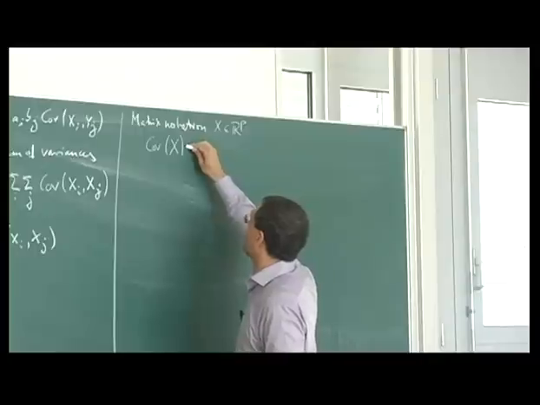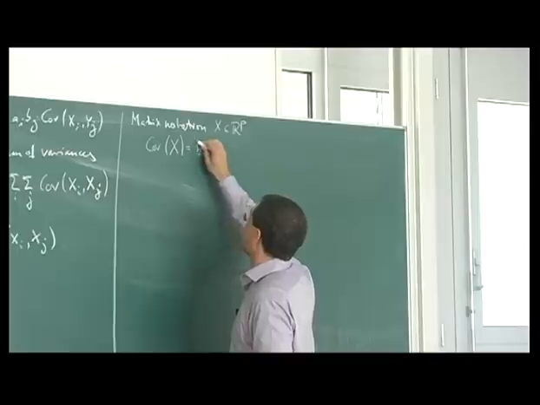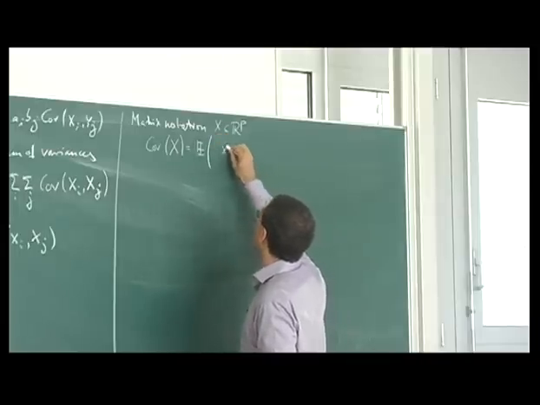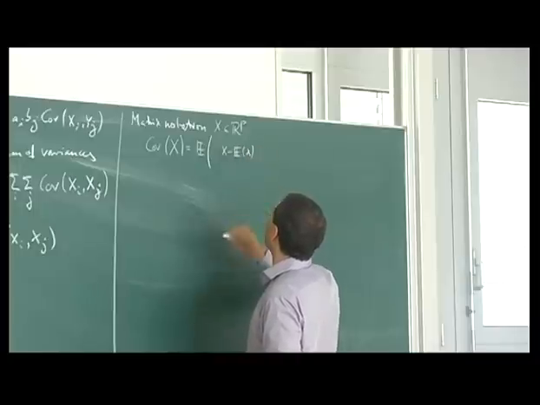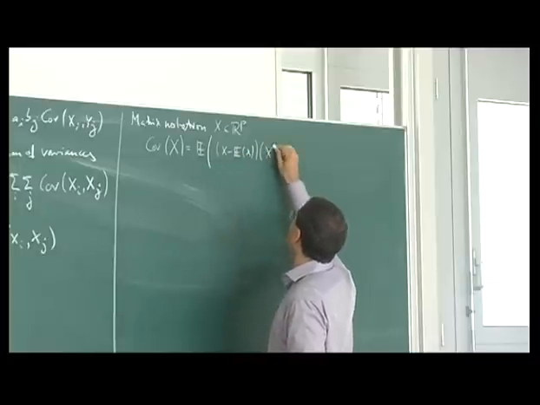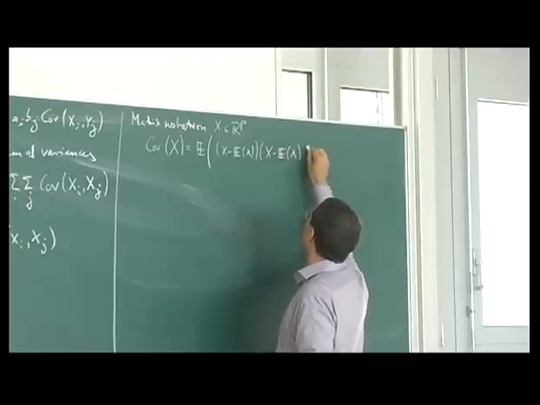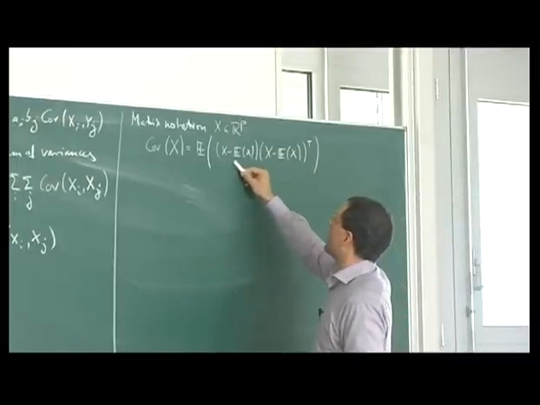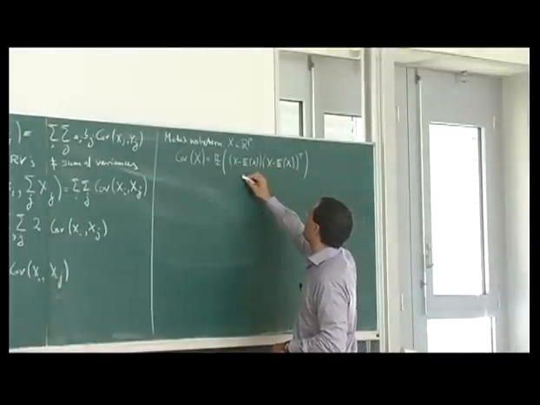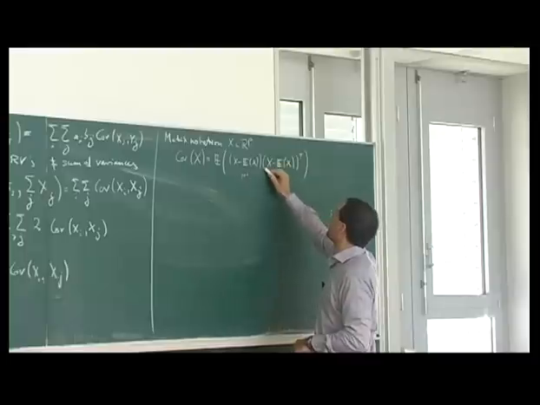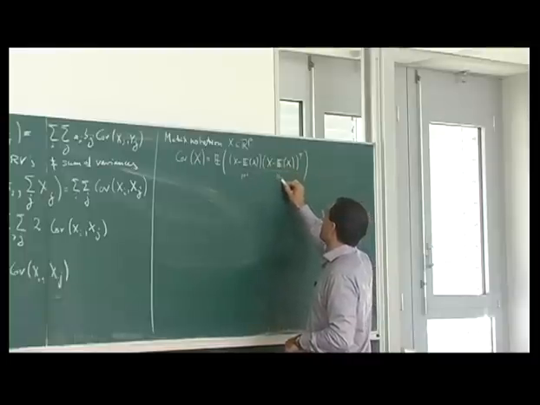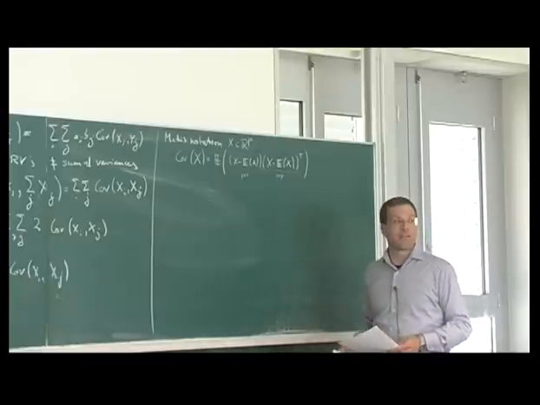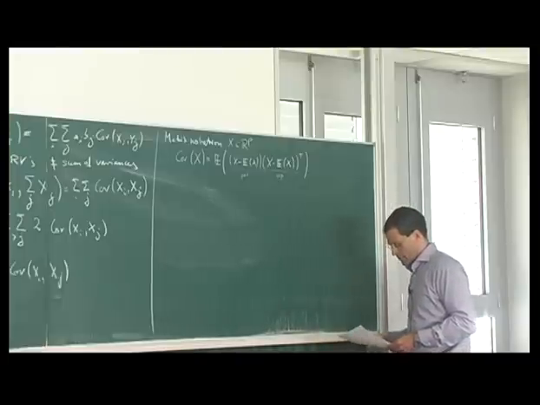So covariance of x is then given by the expectation of, so this first vector here is of dimension p by 1. And the second vector is of dimension 1 by p. So overall, I get a matrix that has dimensions p by p, the covariance matrix.